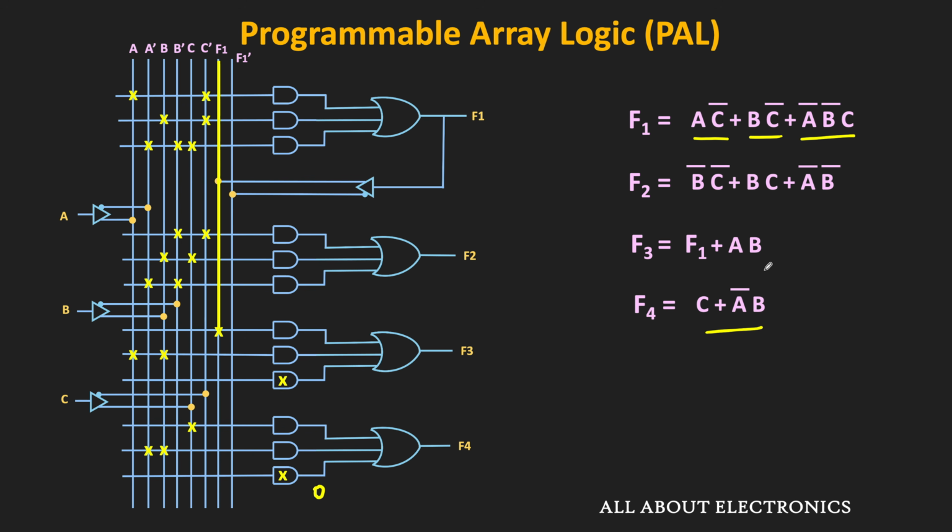So in this way, by providing the feedback from the output to the input side in this PAL system, it is possible to implement a Boolean function which requires more product terms. And in this way, we can implement any logic circuit using the PAL.